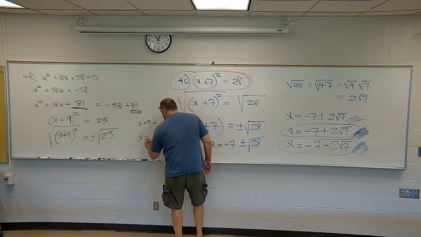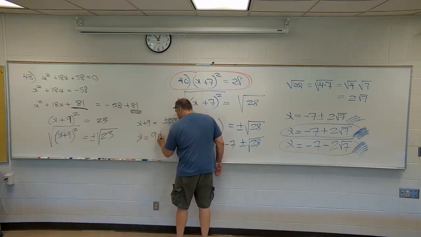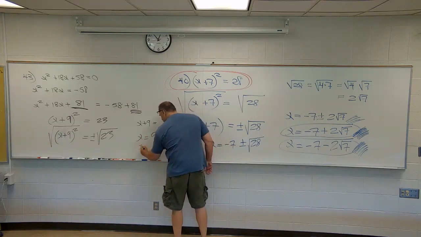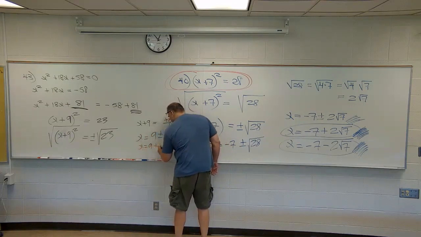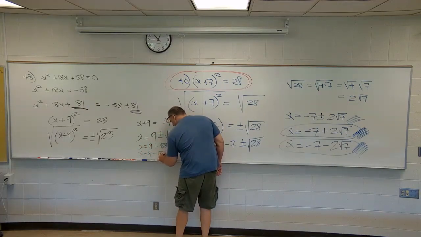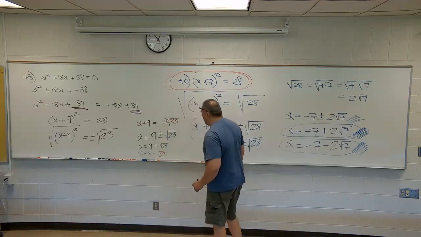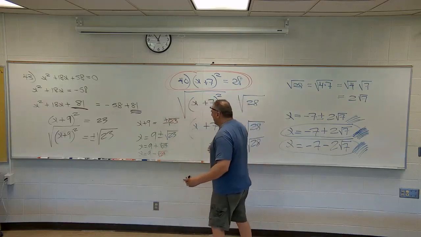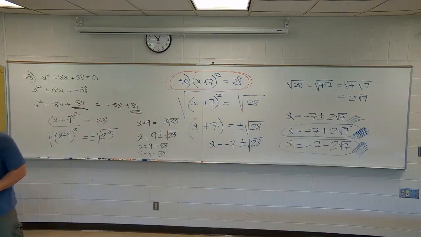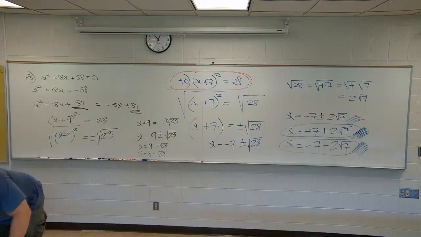Add a negative 9 on each side. Negative 9 plus or minus the square root of 23. In other words, x equals negative 9 plus the square root of 23, or x equals negative 9 minus the square root of 23. So that's good. And that's how some of this proceeds, you guys.